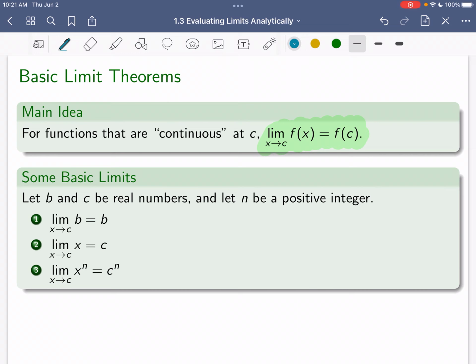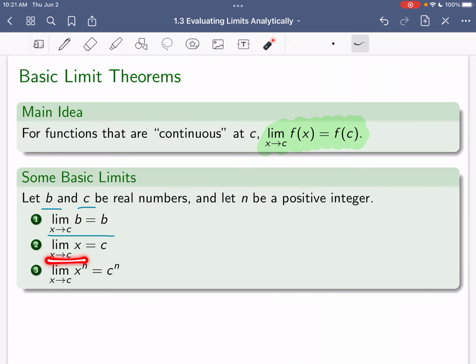So the first thing is if we were to take the limit as x approaches c of b, where b and c are both real numbers, then this limit is just b itself, right? So that value of b is not variable, and so as our x value gets closer and closer to c, our value of b is not changing, right? This is not dependent on x.